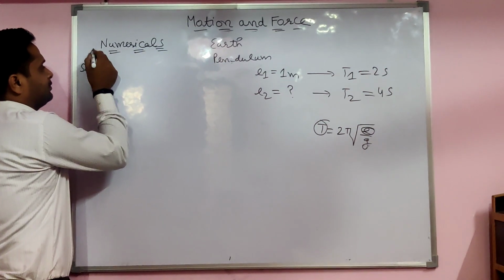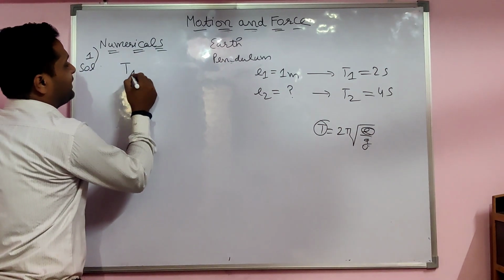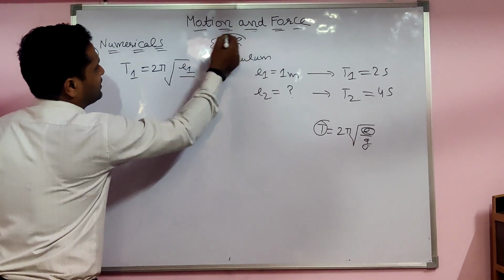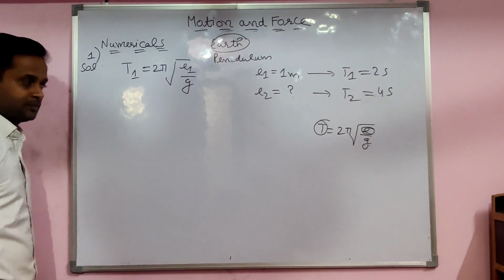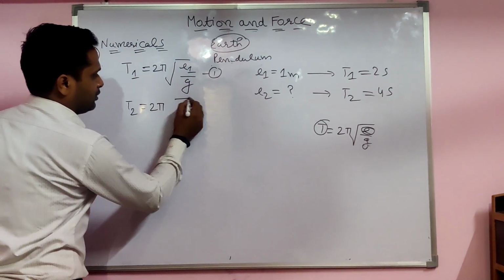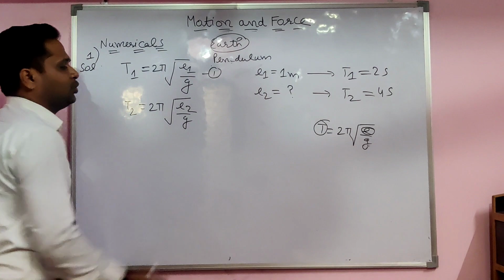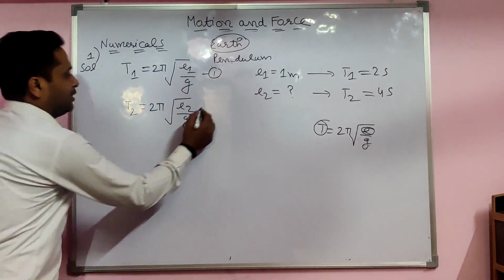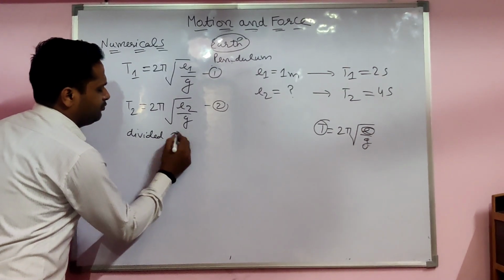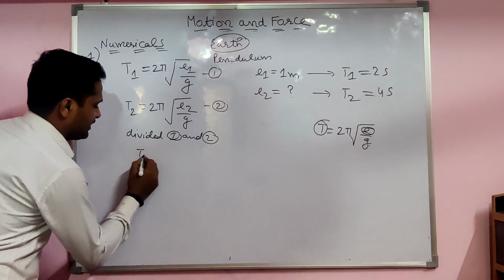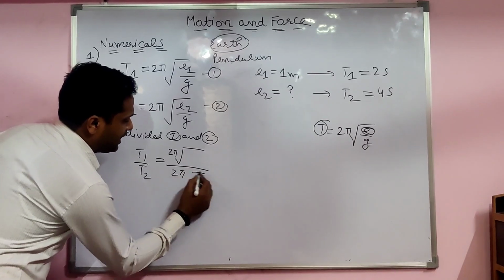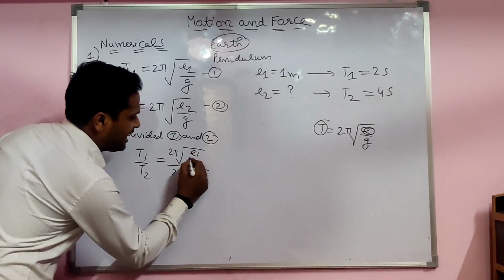First numerical. When the time period is T1, the length is L1. On earth, the gravity is always the same, G only. This was the first equation. When the time period is T2, then the length of the pendulum is L2. G is always the same. Divide equations 1 and 2. T1 upon T2 equals under root of 2 pi under root of L2G, L1G.